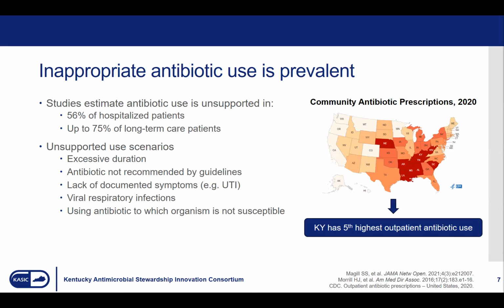This map from the CDC shows community antibiotic prescriptions in 2020. The darker areas are higher use areas, and you can see that Kentucky is one of those darker states. Really, the South has a lot of high use, and Kentucky is in general the 5th highest outpatient antibiotic use reported.